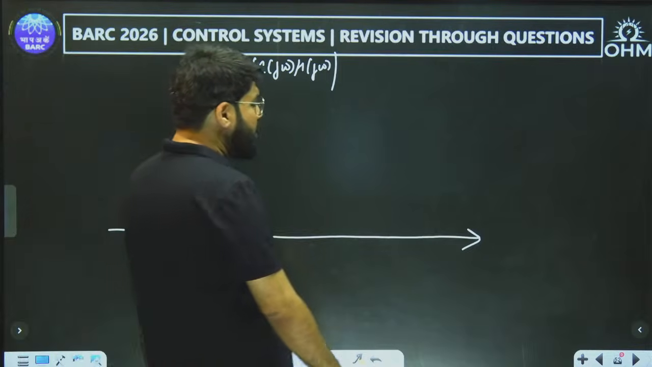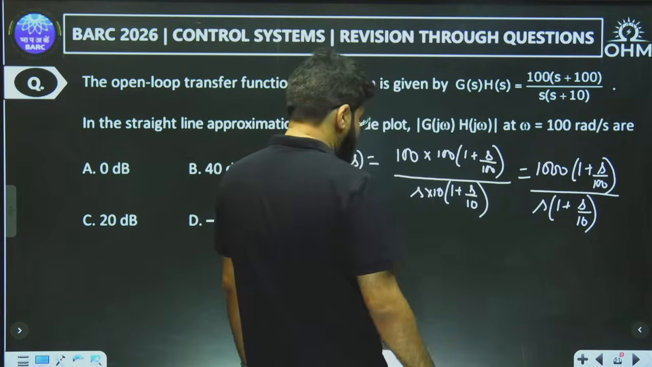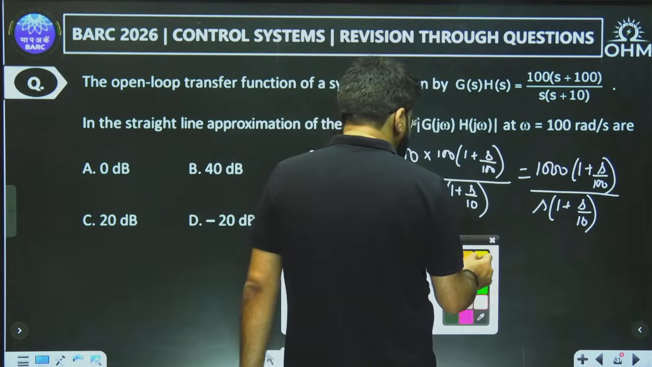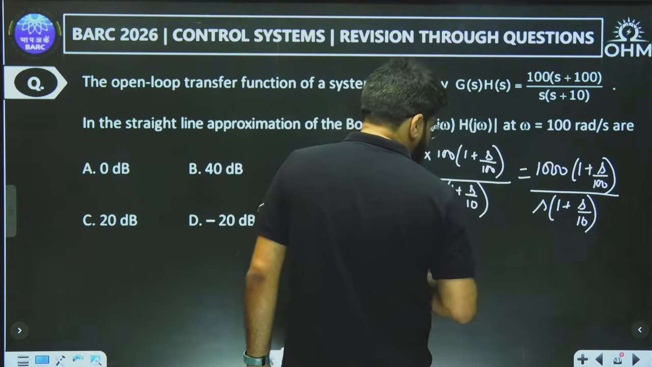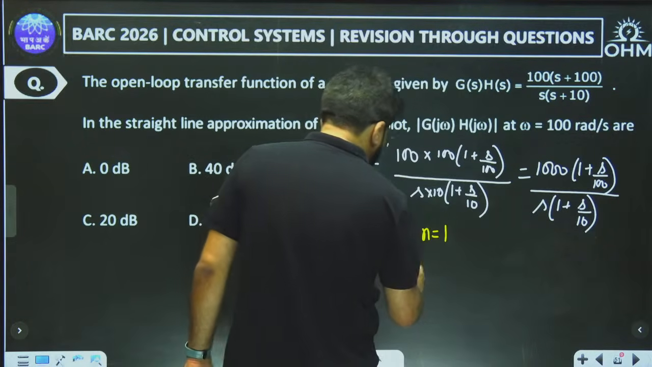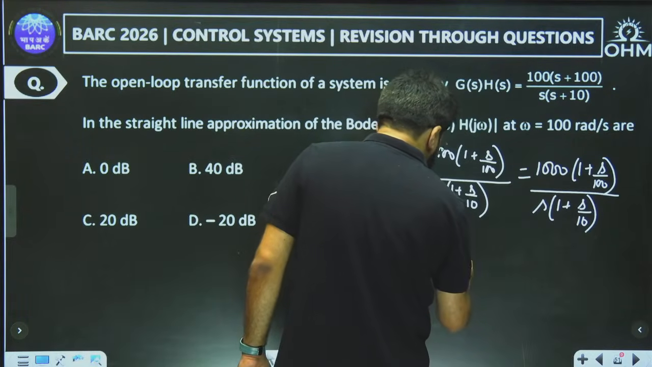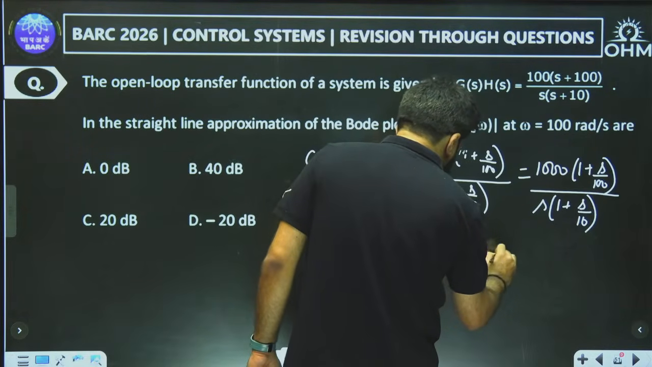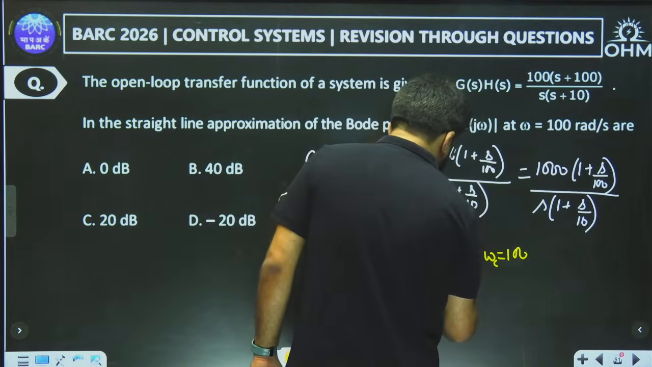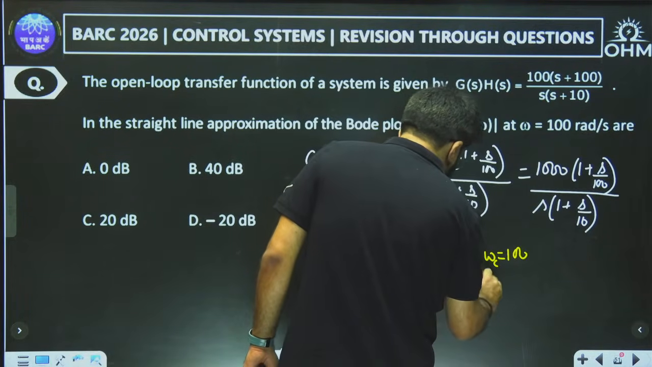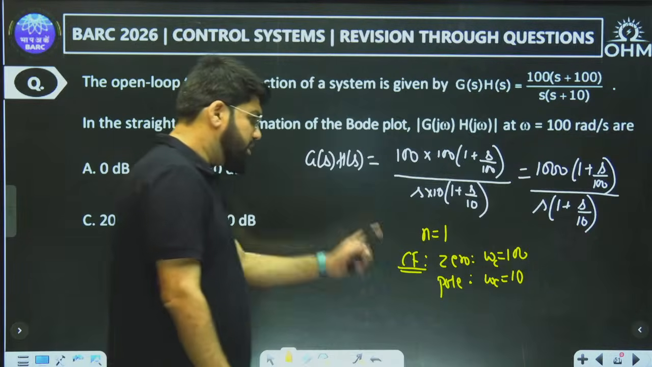Now how many poles at origin? One pole at origin. So n equal to 1, so the initial slope will be minus 20. Then the corner frequencies: due to the zero, the corner frequency is the reciprocal of the time constant, 1 upon 1 by 100, which is 100. Due to the pole, the corner is the reciprocal of 1 by 10, which is 10. The first pole will come.